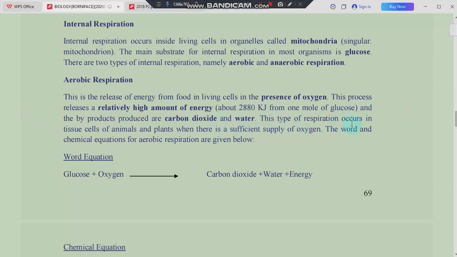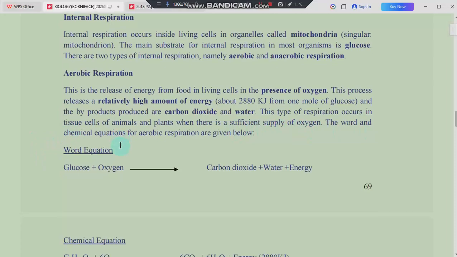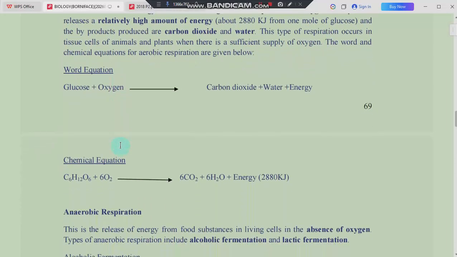So this type of respiration occurs in tissue cells of animals and plants when there is sufficient supply of oxygen. So the word equation and the chemical equation is as follows. For the word equation for aerobic respiration, we have glucose plus oxygen to produce carbon dioxide plus water plus energy. So these are the reactants and these are the products that are produced.